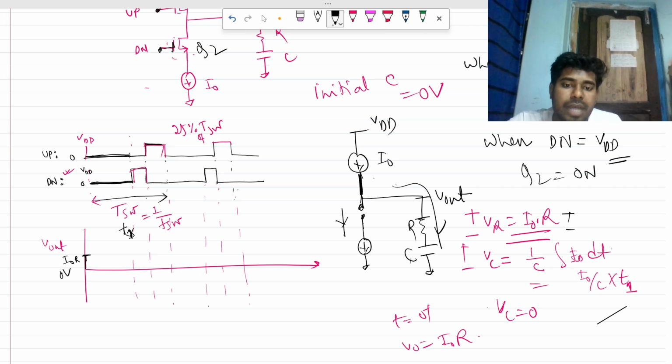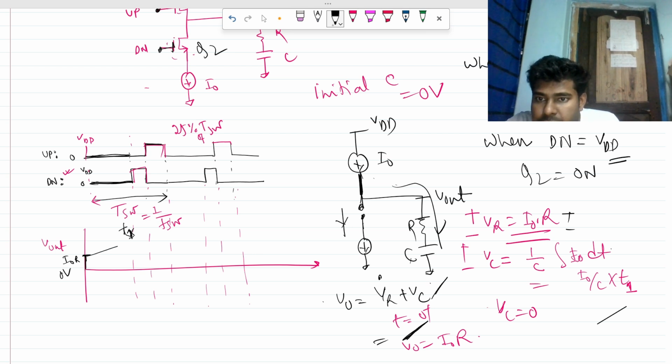So V out, if you write a KVL there, V out will be nothing but VR plus VC. Now this is constant and this is ramping up, so this V out will be ramping up as well. Let's say this value goes to here. I am not interested in the exact value of this node. It depends on the T and the capacitance value. We have no interest in finding the exact values. We have some intuition and we have some wave shapes, that's all. So it will be like that. So this is the T1 value.